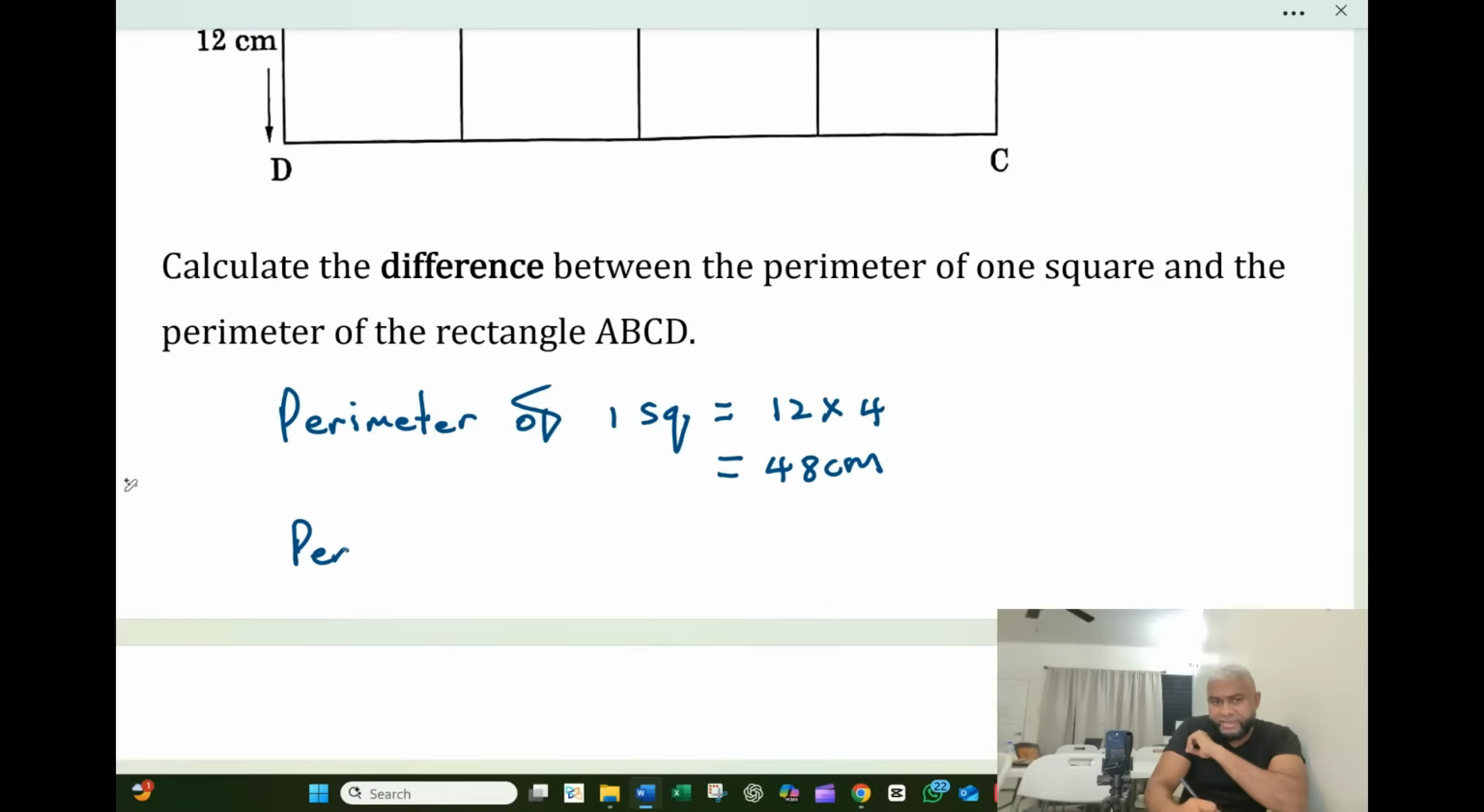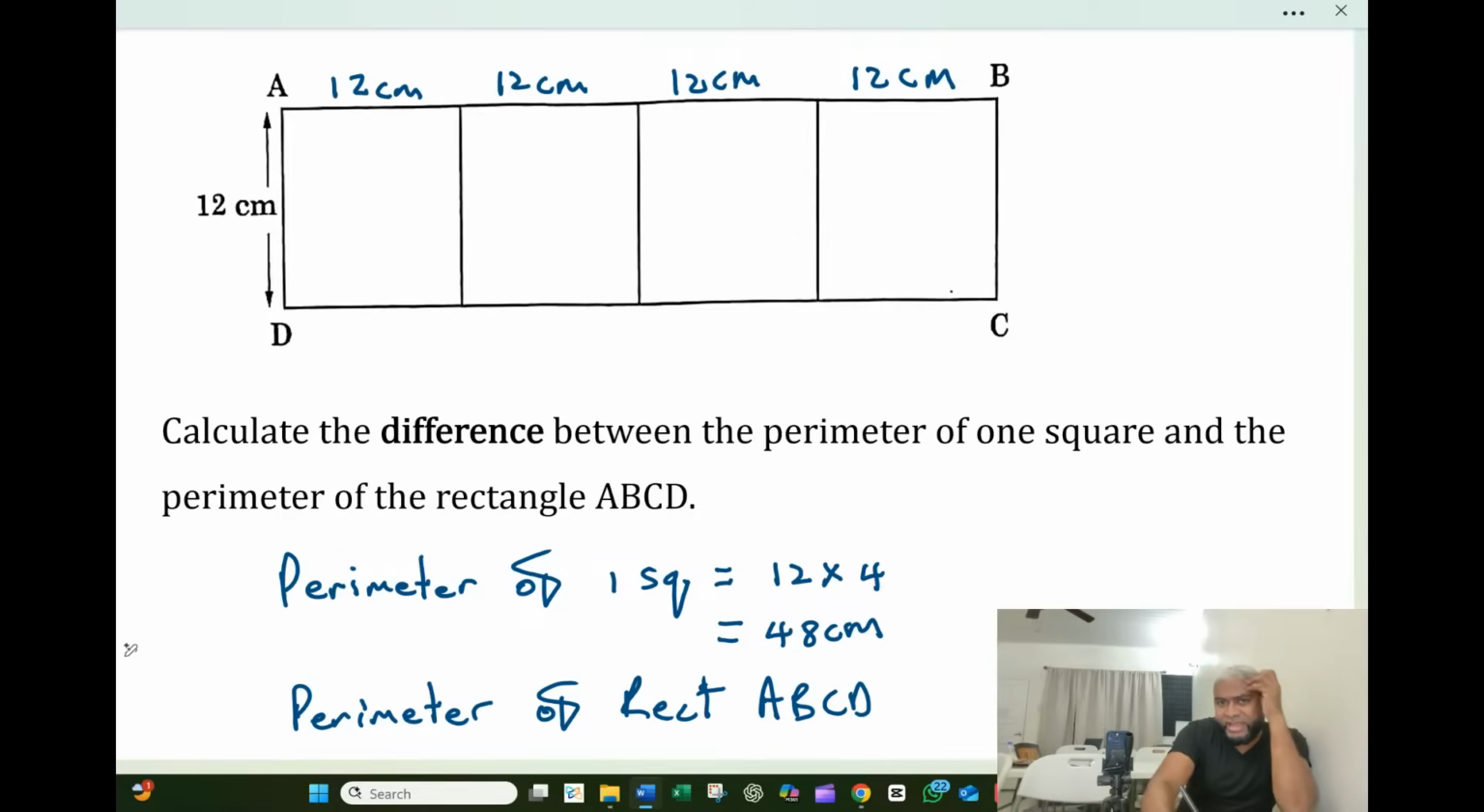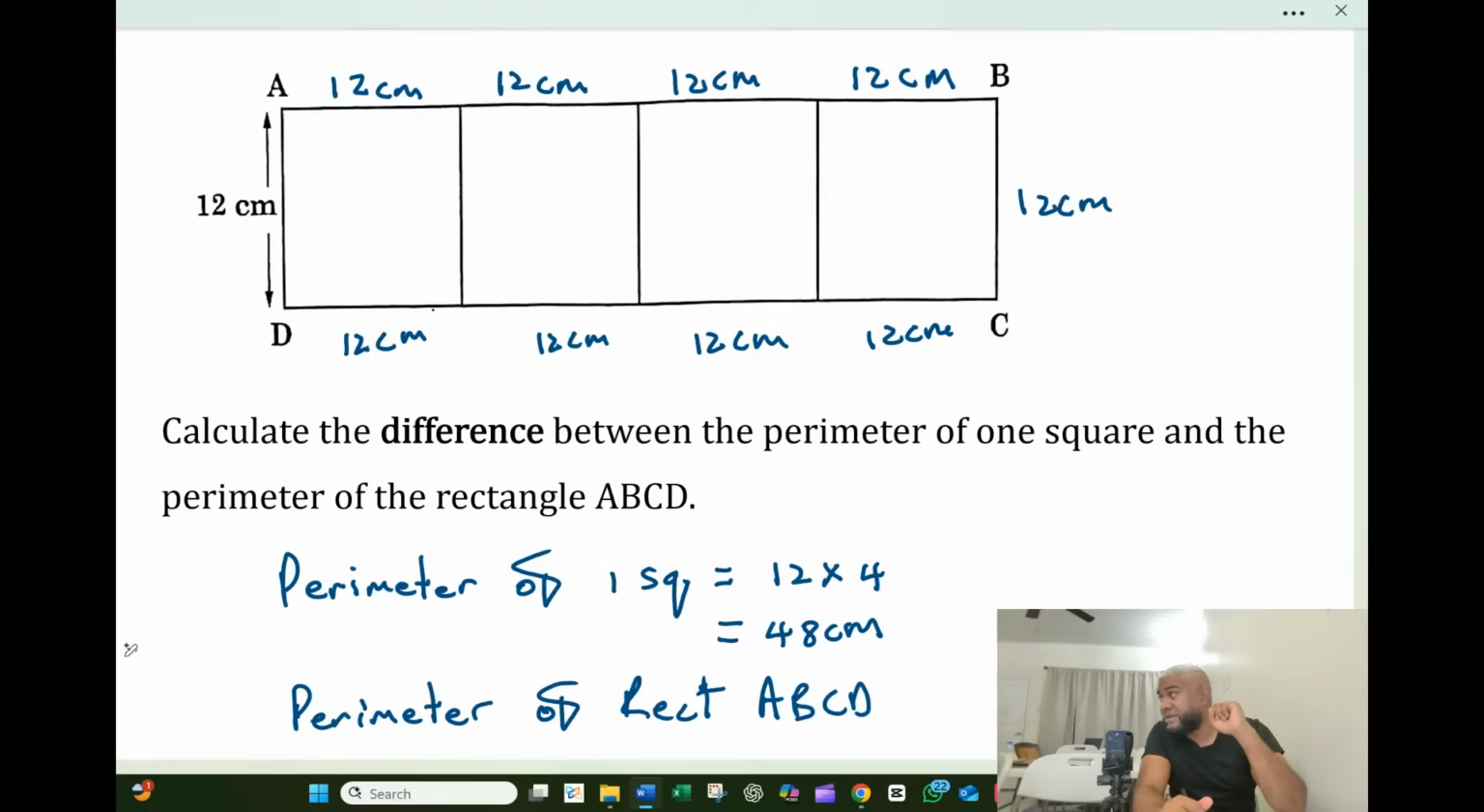Now the perimeter of the rectangle ABCD. I could put all the sides around here, all of them will be 12: here's 12 cm, here's 12 cm, here is 12 cm, here is 12 cm. So what number do we have to multiply 12 by to get the perimeter, the distance around this rectangle? How many 12s do we have?